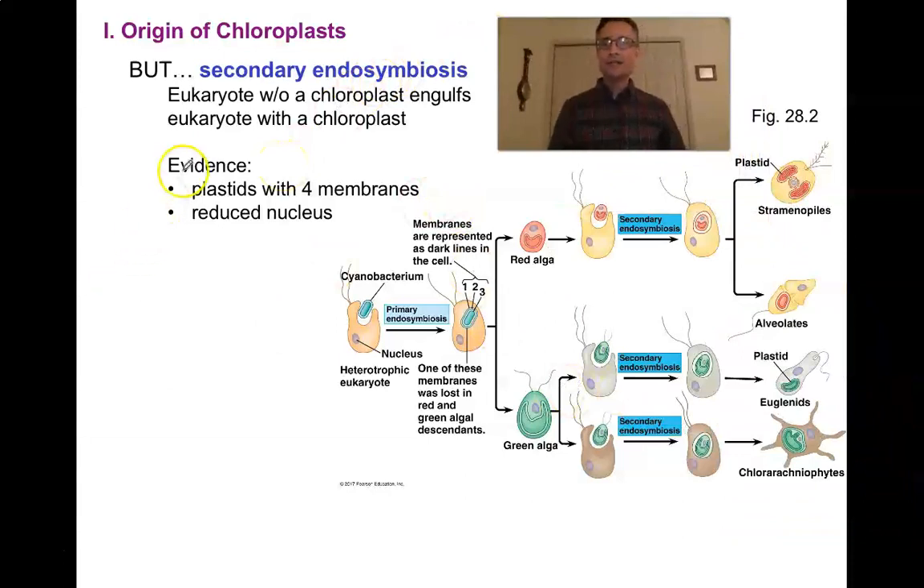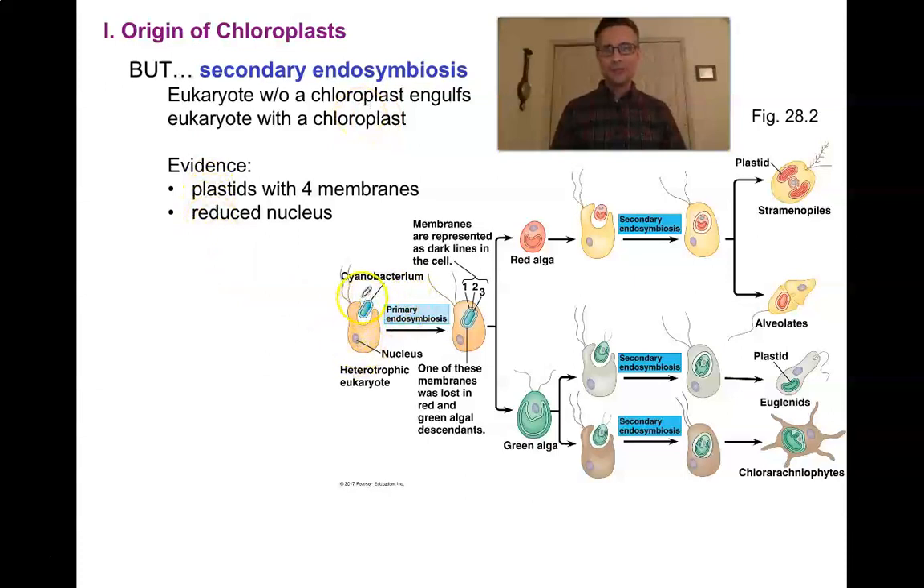And so the idea behind secondary endosymbiosis is that a eukaryote without a chloroplast engulfs another eukaryote, not a cyanobacterial cell, but another eukaryote that already has a chloroplast. And it seems this has happened at least a few times. So here's how it might work.